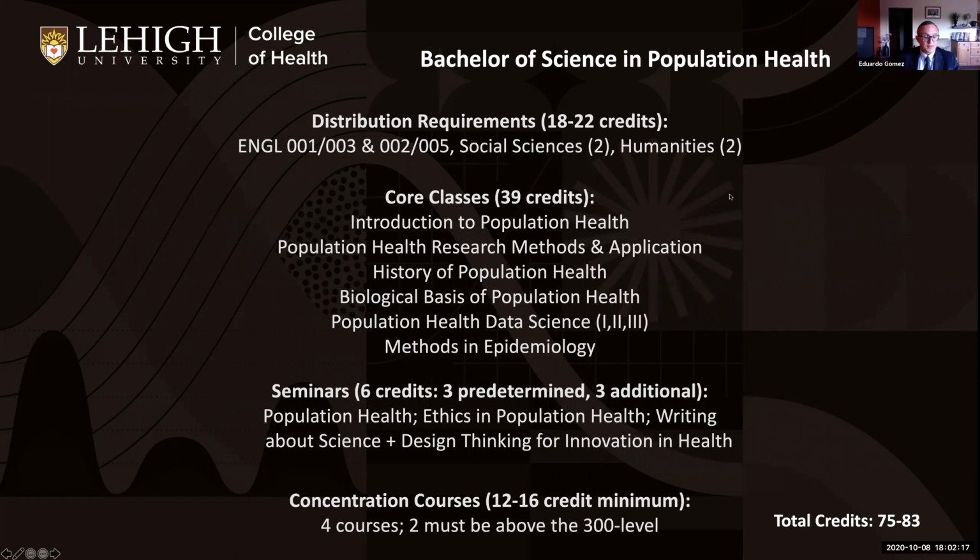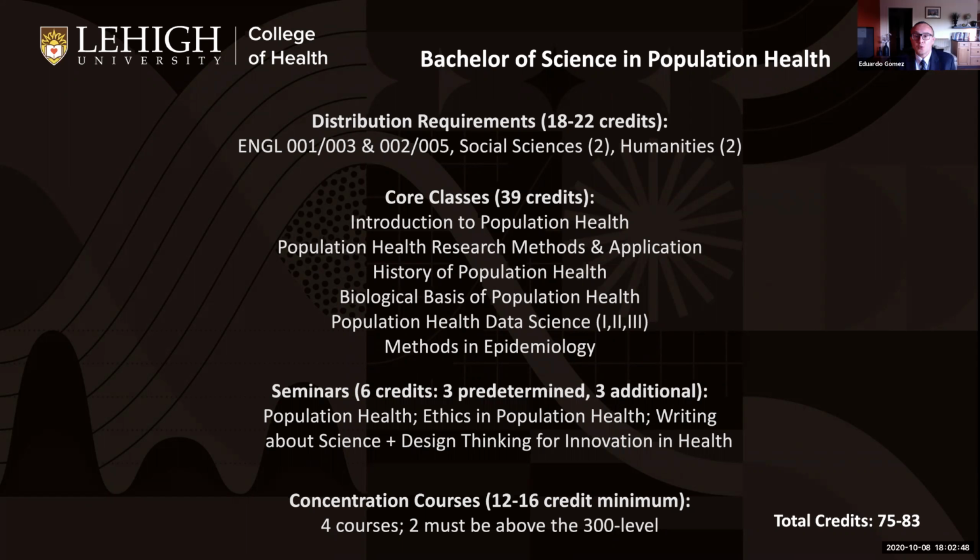You start off with a distribution requirement, which is 18 to 22 credits. This entails courses such as English 001, Critical Reading and Composition, or English 002, which is Research and Argument. Also Social Science classes, 2 of those, and humanities classes, 2 classes there. Those are some broader distribution requirements that you usually start taking in your first year.